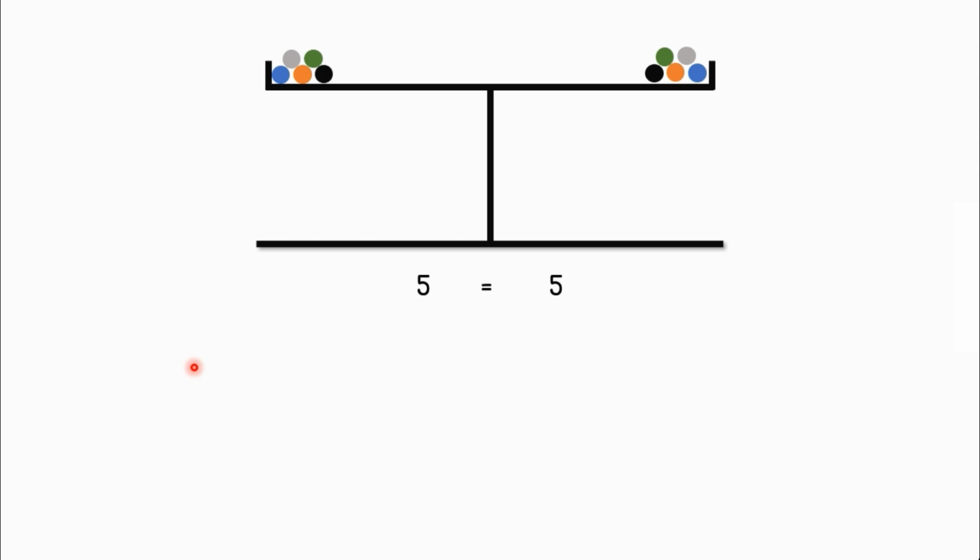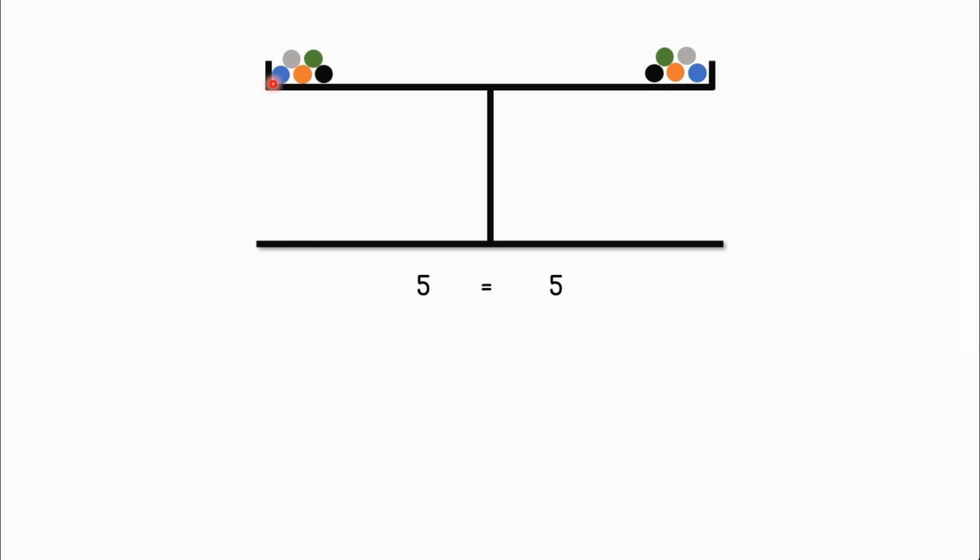Alright, so here we have a balancing system, with 5 balls on the left and 5 balls on the right. Now we represent this mathematically by saying 5 equals 5. This 5 represents those 5 balls, and this 5 represents those 5 balls, and this equal sign represents the balancing system, which is in balance.